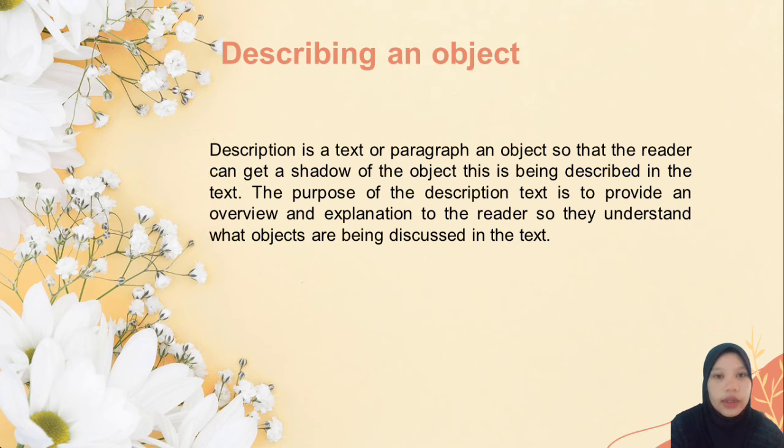Describing an object. This description is a text of a paragraph about an object so that the reader can get a picture of the object being described in the text. The purpose of the description text is to provide an overview and explanation to the reader so they understand what objects are being discussed in the text.